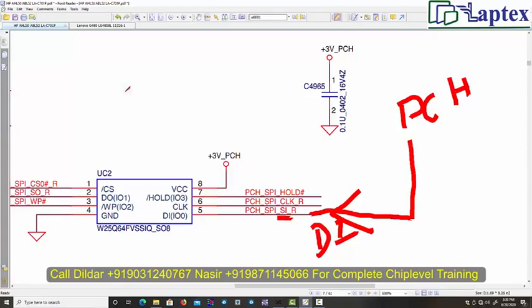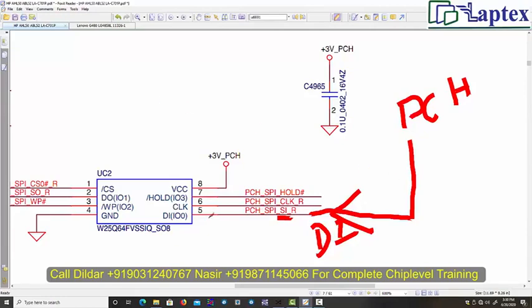The descriptor section is where all the information of the model is written. How will it communicate with the management engine? How will it communicate with the thermal section? Each and everything is described in the BIOS. As per the BIOS program, it communicates with the PCH and it executes the work. So this is what the DI pin does.